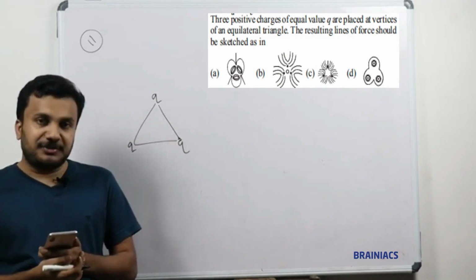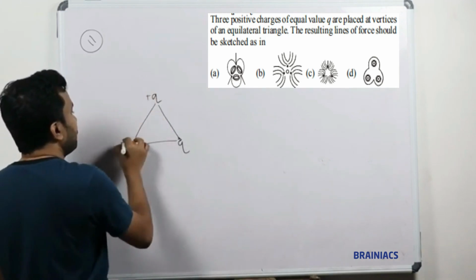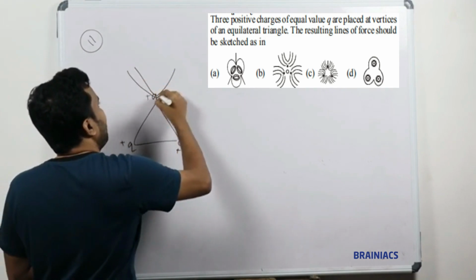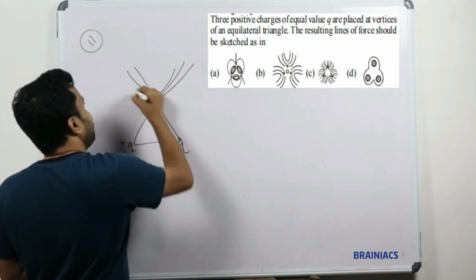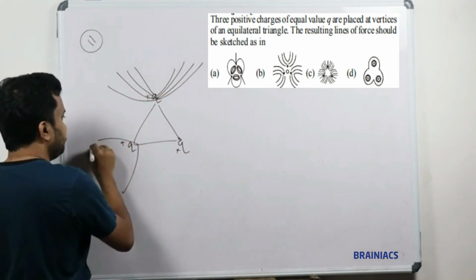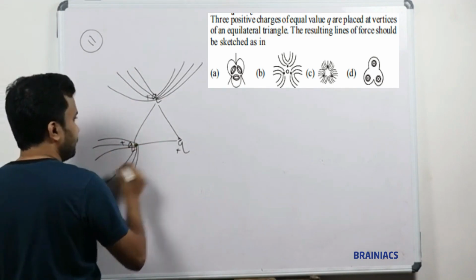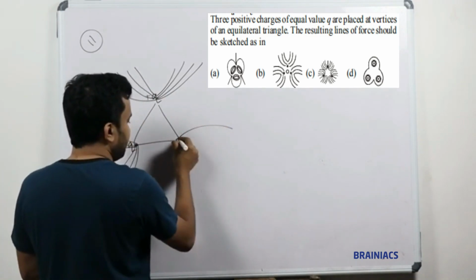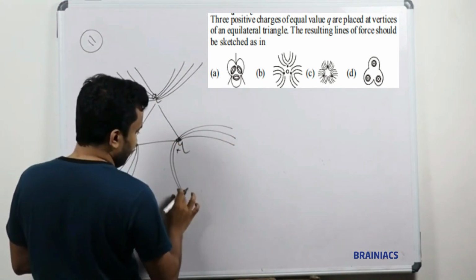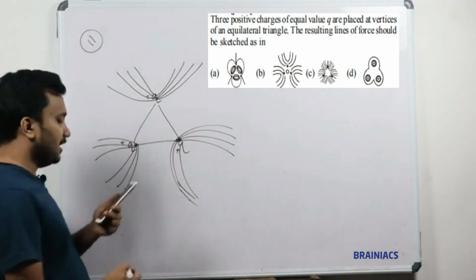Second option, electric field lines always emerge from positive charges. Always emerge means, all are positive charges in the question. So the electric field lines always emerge from positive charges like this. Starting from here, starting from here, starting from here, never crossing. So it should go like this. This is the lines of force.